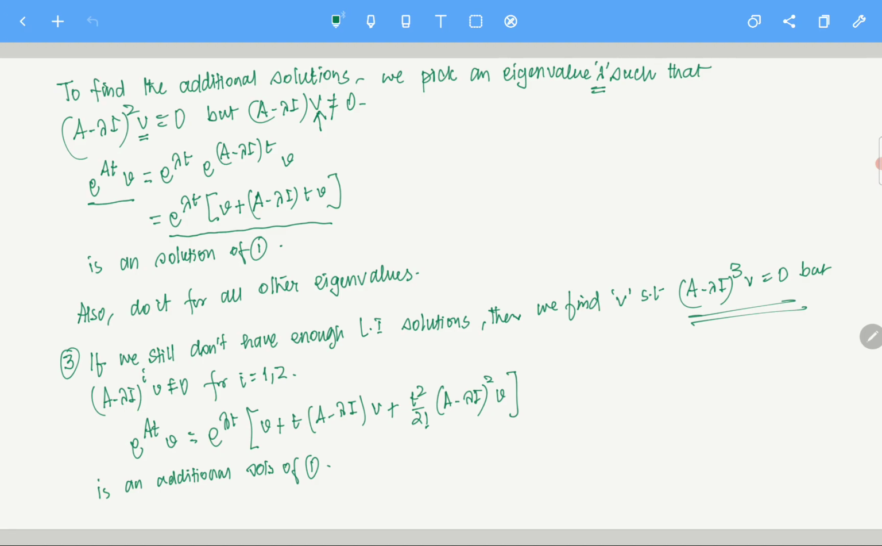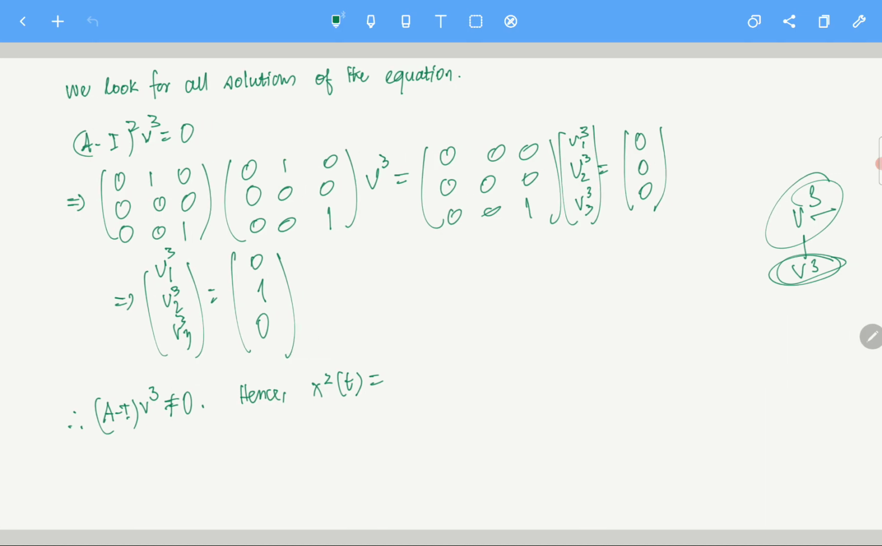If you remember, the square is 0, right? But the first power is not 0. In that case, the solution is given by e power lambda t. Lambda is 1 here, so e power t times v plus (A minus I) t v. Okay, so it is going to be e power t, e power (A minus I) times t, okay, times the vector 0 1 0. Clear? So please check this part.